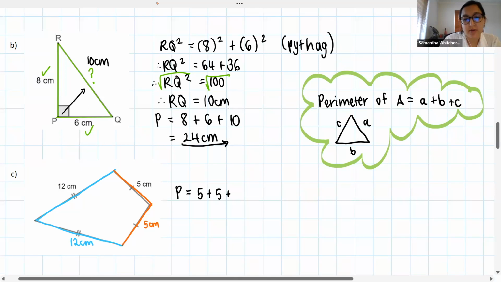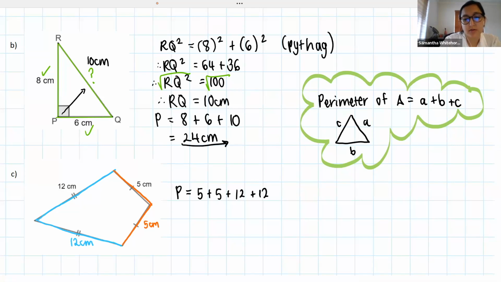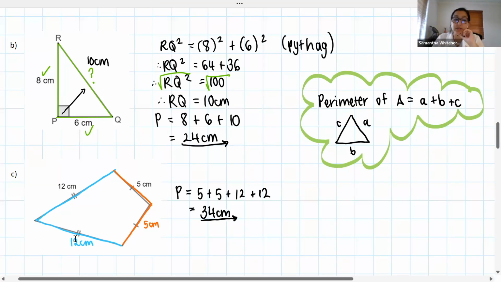5 plus 5 plus 12 plus 12 gives us 5 plus 5 is 10, plus 12 is 22, plus 12 is 34. And again, remember your units, centimeters. That's it. Nothing more that we have to do. The only thing here was that if you didn't realize that the two lines and the one line meant that the sides were equal, you're a bit stuck. But we should know that we've been doing geometry for a while, so we should know what those things mean.